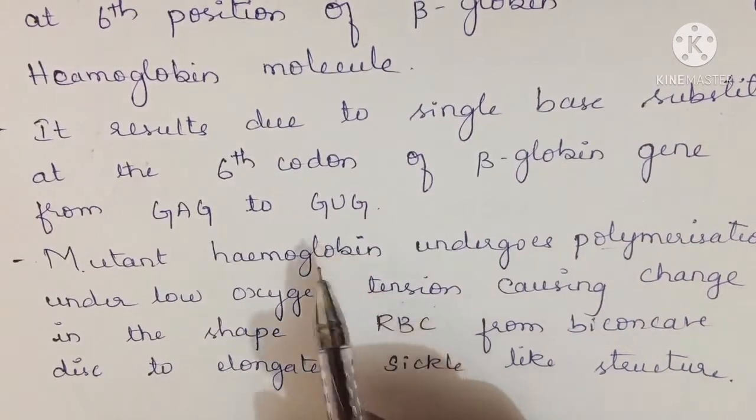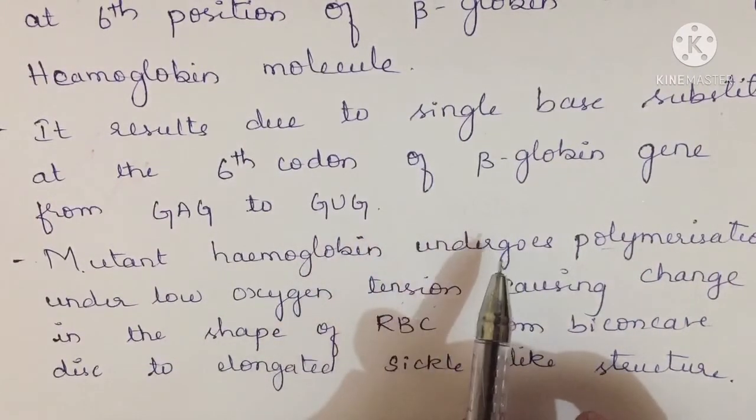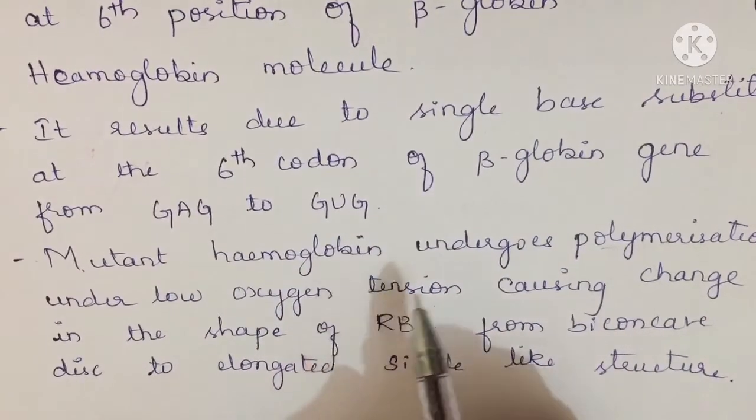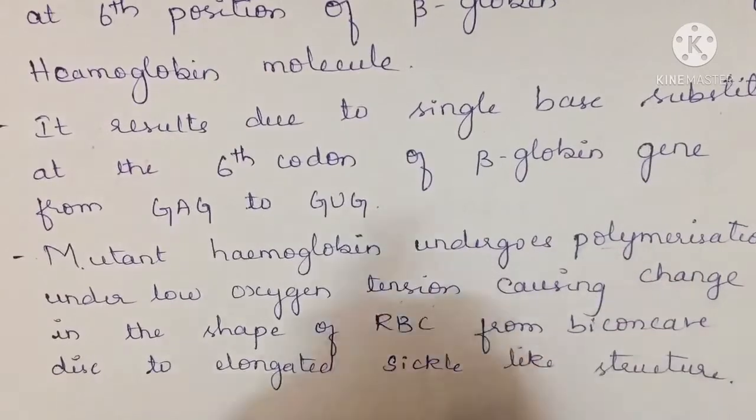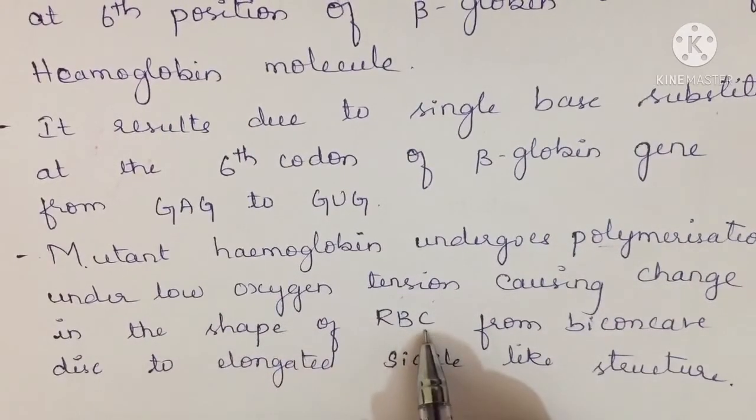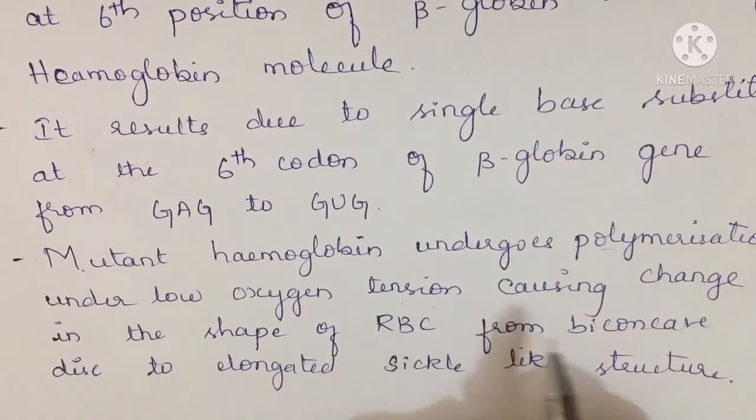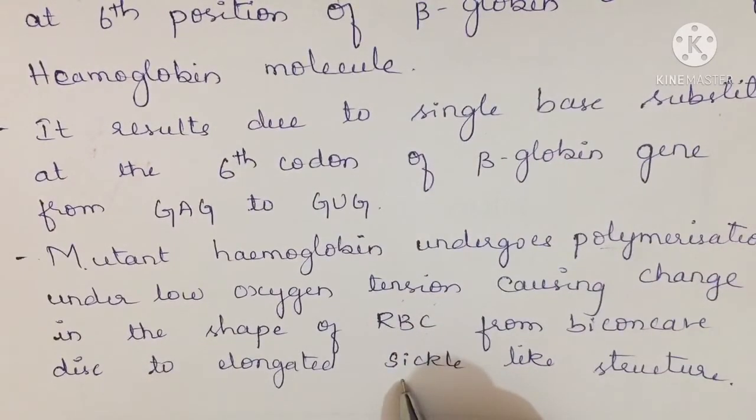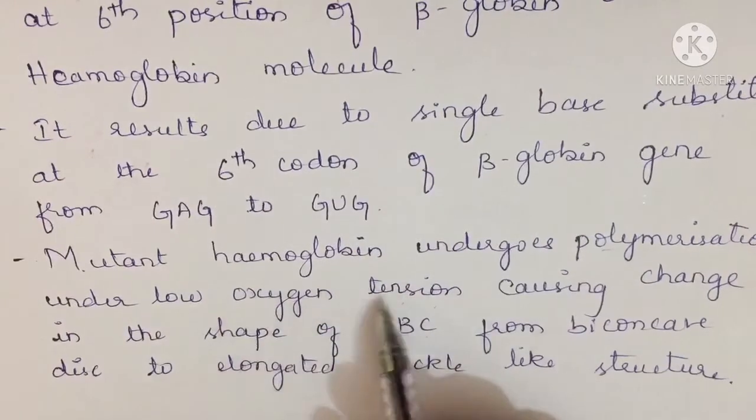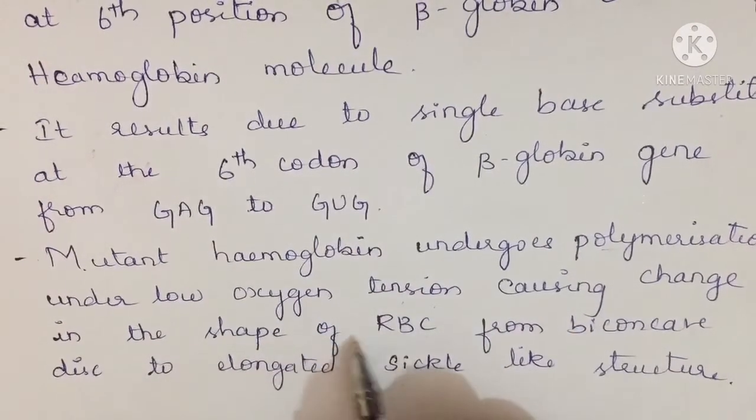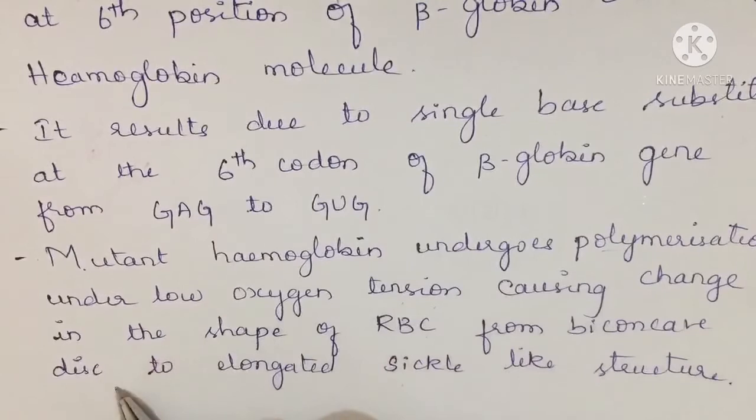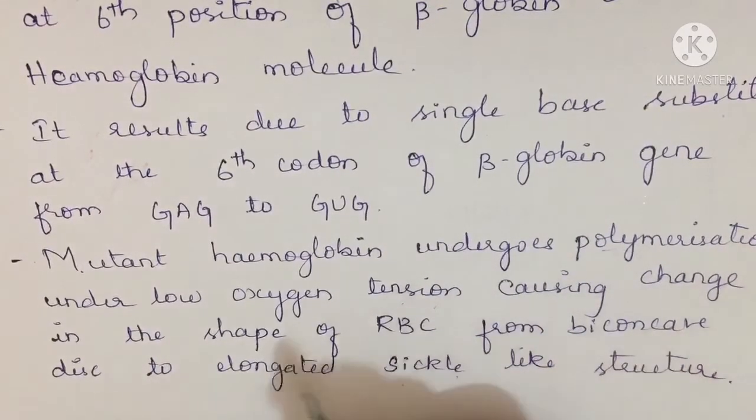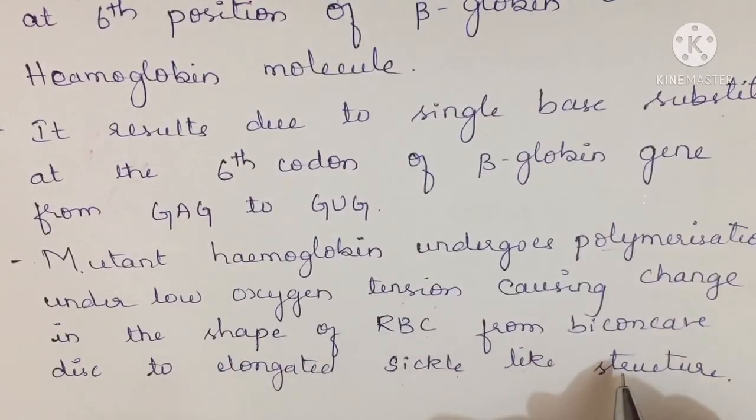Because hemoglobin does not have a proper structure, it could not carry enough oxygen, 4 molecules of oxygen. So it will change its structure, causing change in the shape of RBC. The RBC shape is biconcave, but here it is getting converted to sickle shape. Because of low oxygen tension, the shape of RBC changes from biconcave disc to elongated sickle-like structure.